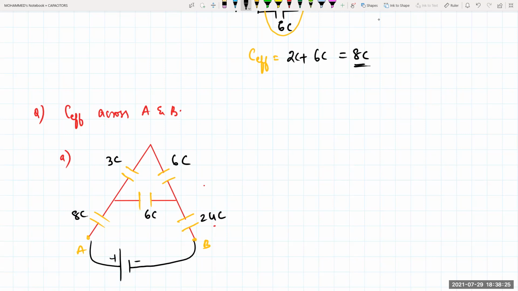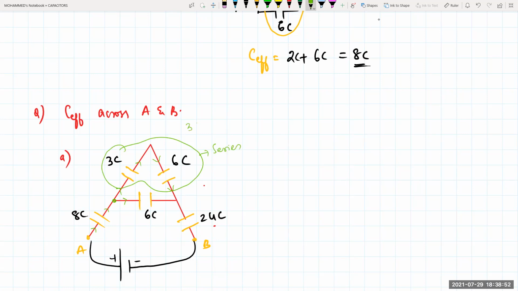Now see how I'm doing this. The current from here will go like this. It will come here, and the moment it comes here, it gets divided. The same current goes through this one, here also. There is no division of current in 6C and 3C. That means they are in series combination.